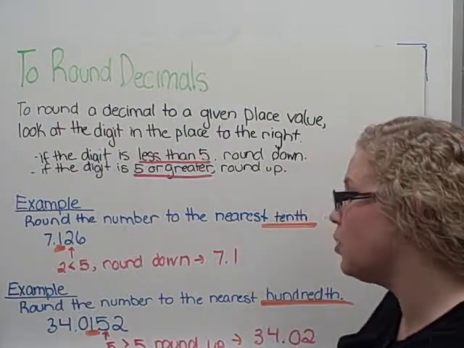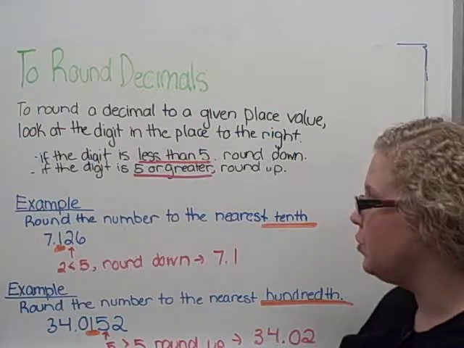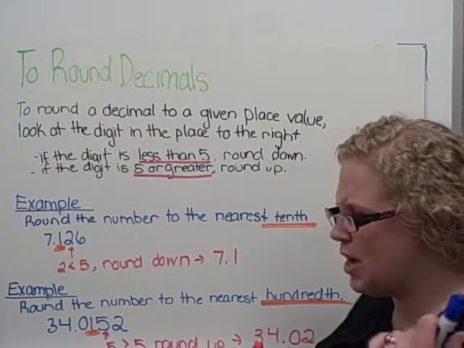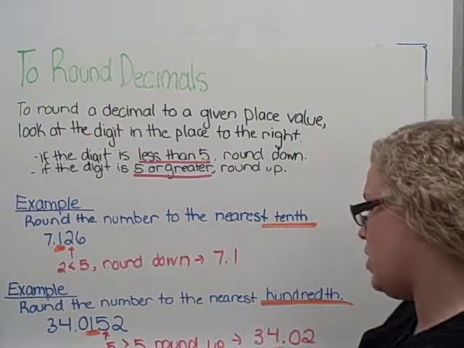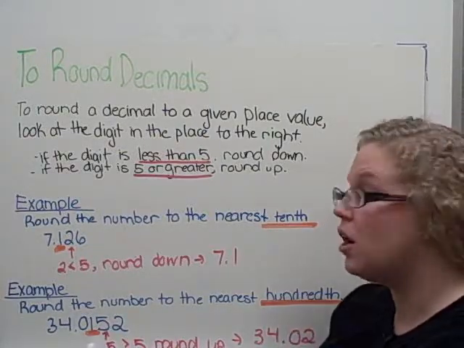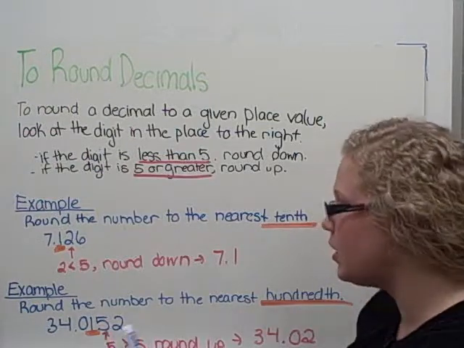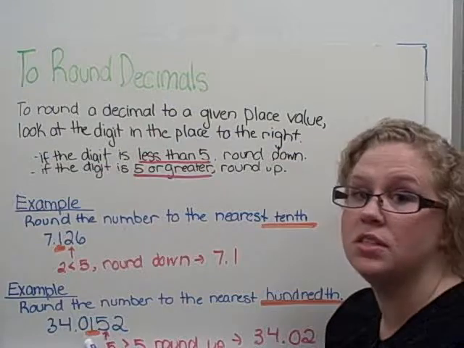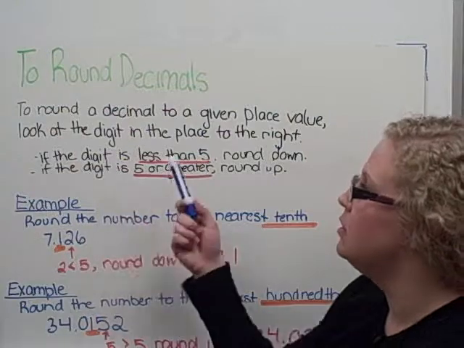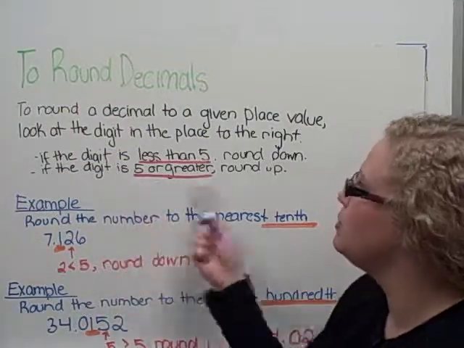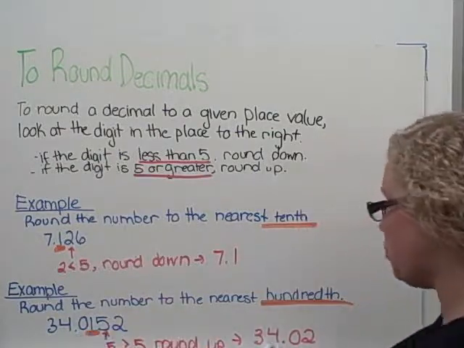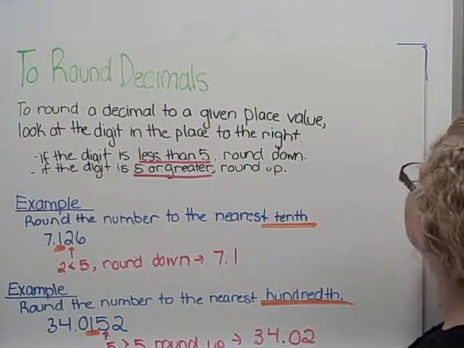In our second example, we're going to round the number to the nearest hundredths. 34 and 152 thousandths is going to round up or down. Well, we look at the hundredths place and we underline it. Then we're going to underline the hundredths place in the number, and when we want to figure out what's going to happen to this digit, we look at the digit to the right. So we're going to look at a 5. Now 5 is equal to or greater than 5, so we're going to round up. So we're going to round the hundredths place up to 34.02. And that's it.